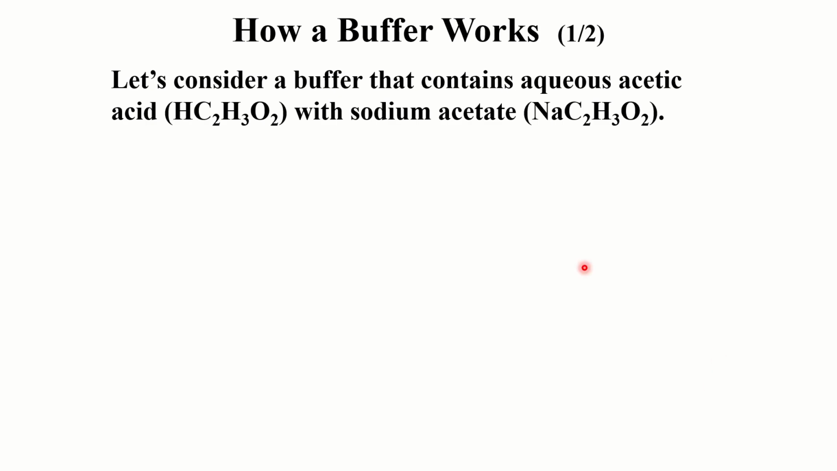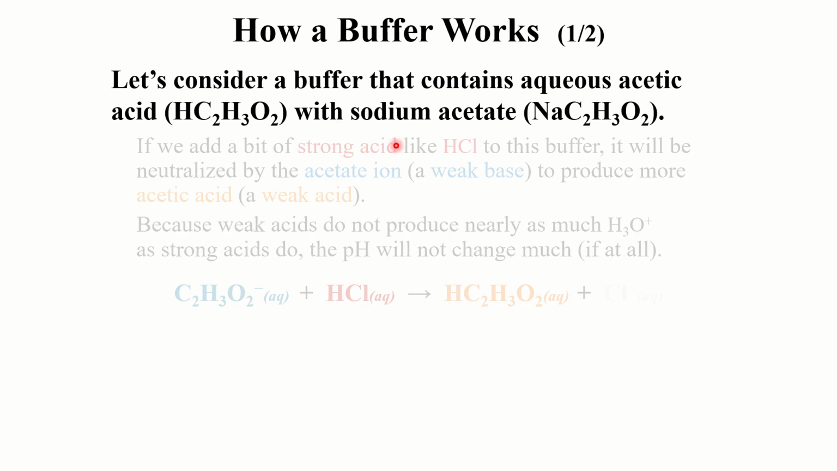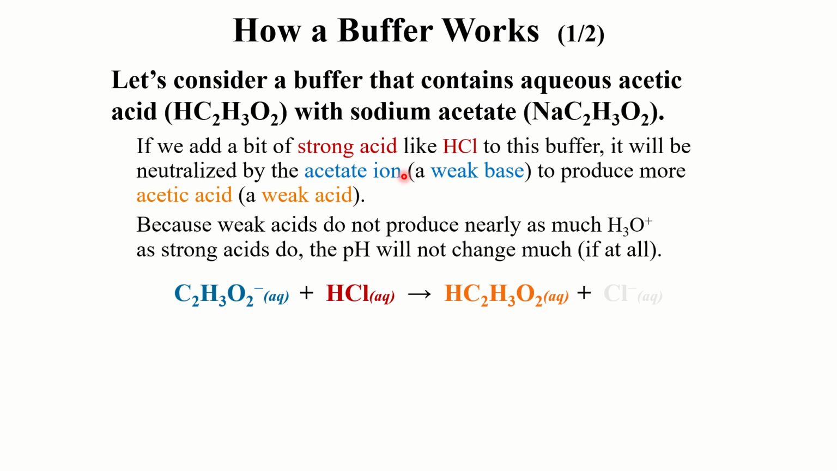So let's examine how a buffer works. Let's consider a buffer that contains aqueous acetic acid with sodium acetate. If we were to add a bit of strong acid like HCl, hydrochloric acid, to this buffer, that HCl that's being added, or more specifically, the H plus that's being added, is going to be neutralized by the acetate ion, a weak base, and this will produce a little bit more acetic acid, a weak acid. Because weak acids do not produce nearly as many hydronium ions as strong acids do, the pH will not change much, if it even changes at all. So here we're showing the chemical reaction.